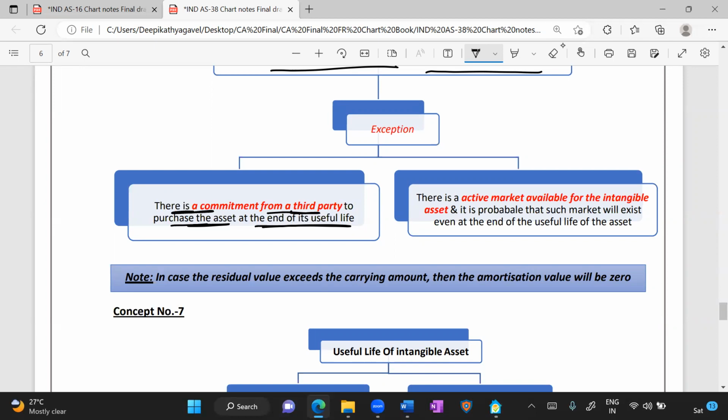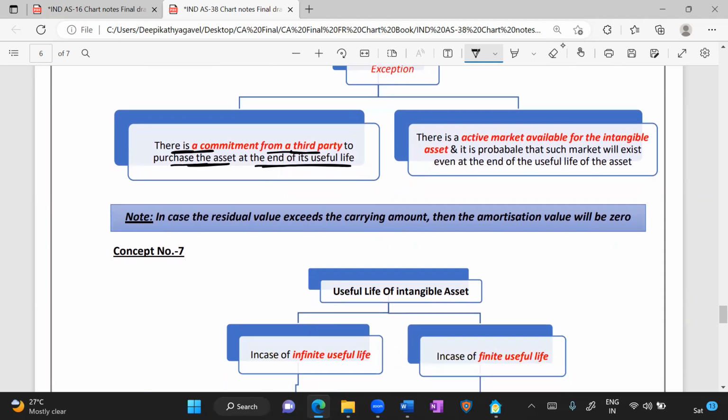Or there's an active market available for that particular intangible asset, and it is probable that such a market will exist at the time the asset's useful life is over. So even after the asset's useful life is over, such an active market will exist for that asset. In that case also, the residual value may exist. So residual value in case of intangible assets mostly remains zero, but in some cases you can have a residual value. What is the first case? In case there's a commitment by a third party that he will purchase your intangible asset at the end of its useful life, or there's an active market for your intangible asset, and you are expecting that this active market will remain after the end of the useful life of the asset. In such a scenario, residual value may exist.